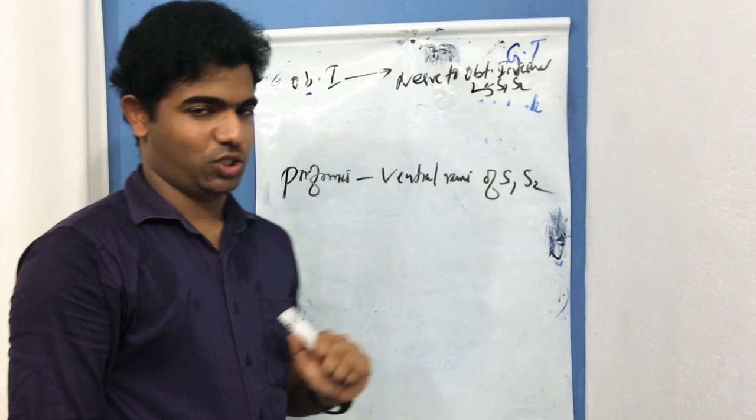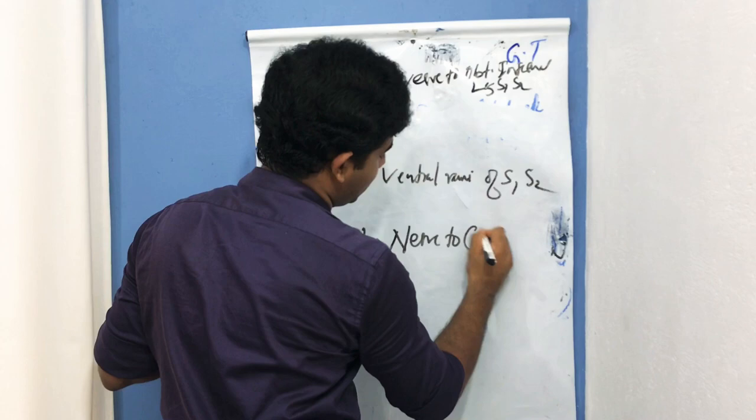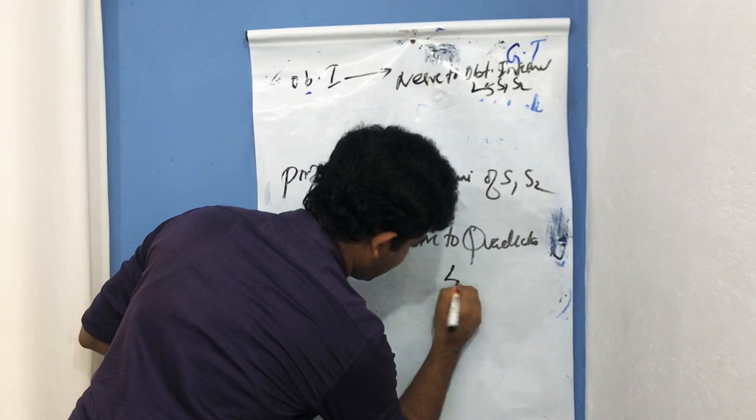And now we have the other muscle known as the quadratus femoris. It is supplied by nerve to quadratus femoris. Right? Its root value is L4, L5, S1. Okay?